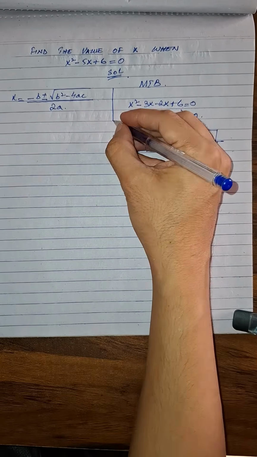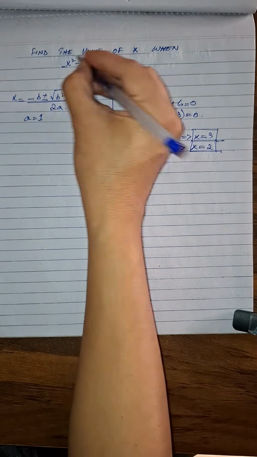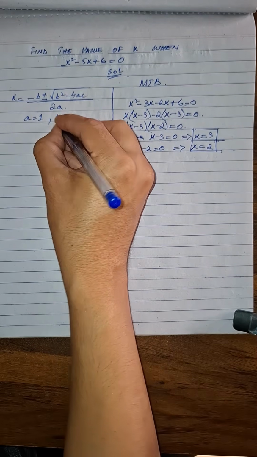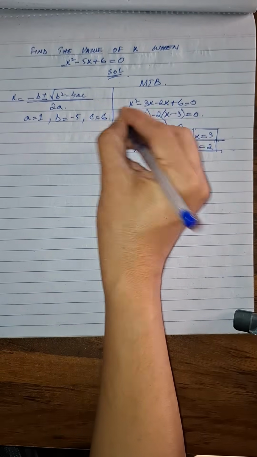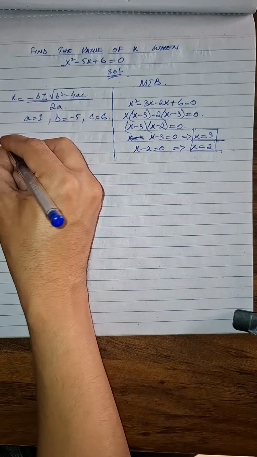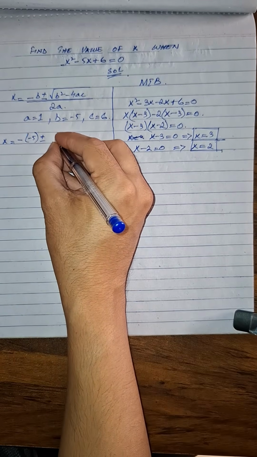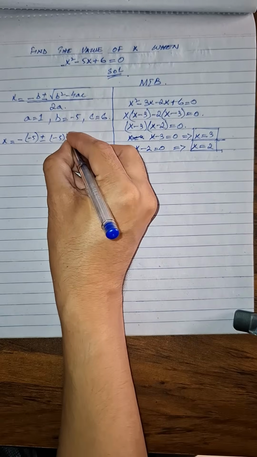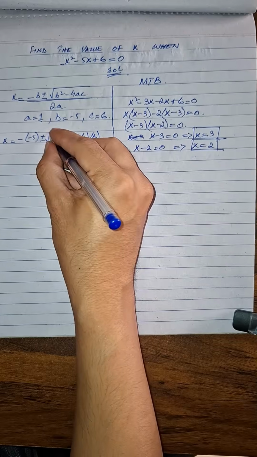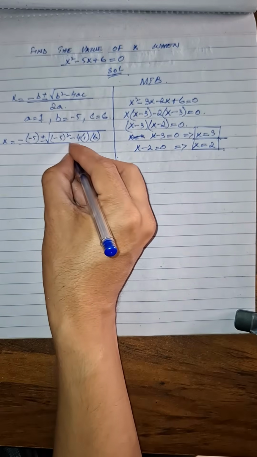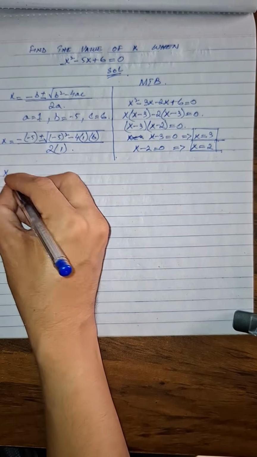All right, now with the quadratic formula, we have a equals 1, the coefficient of x square, b equals minus 5, the coefficient of x, and c equals 6. All right, so we'll plug into the formula. So x equals minus b, minus of 5, plus minus the square root of b square, 5 square, minus 4, a equals 1, and c equals 6, upon 2a, a equals 1. All right, so now we'll solve this.